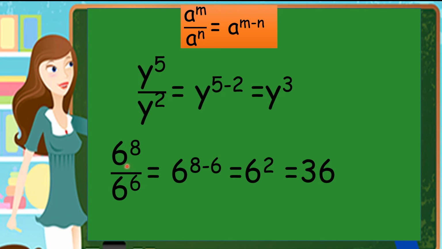Next, we have 6 to the 8th power over 6 to the 6th power. So, copy the common base, which is 6. Then, subtract 8 minus 6, and 8 minus 6 is equal to 2. That's why we have 6 squared is equal to 36.